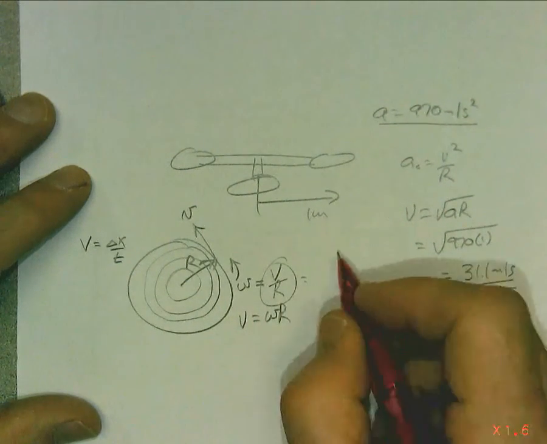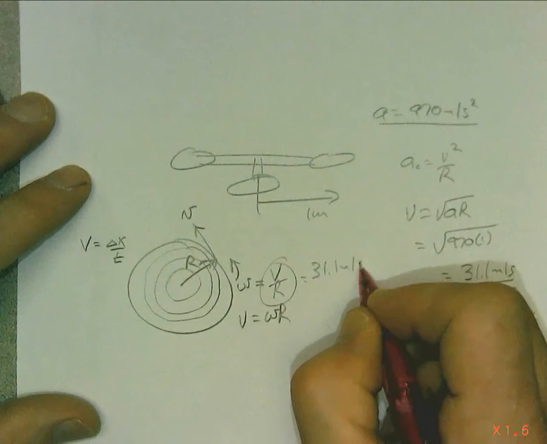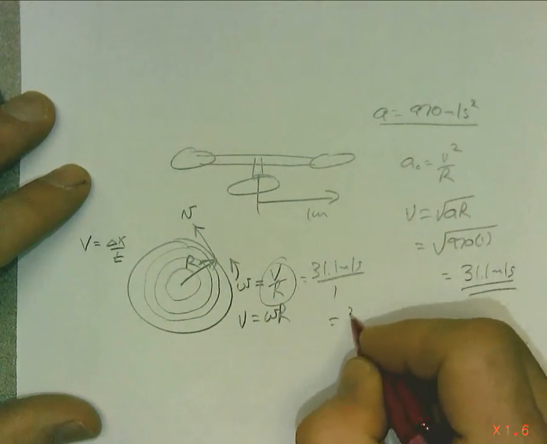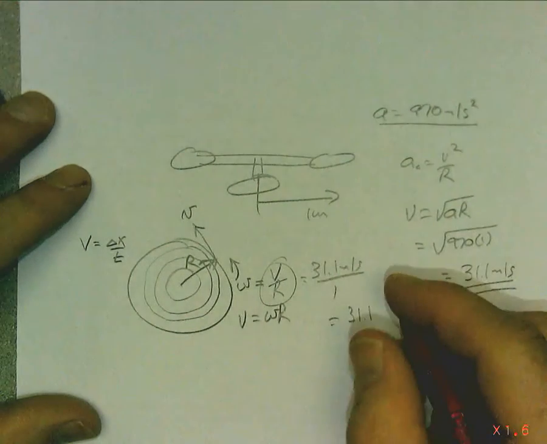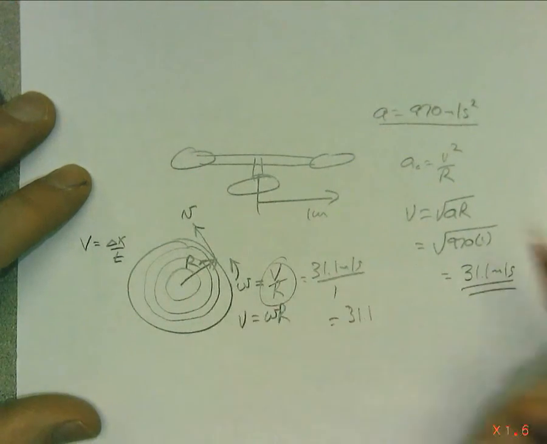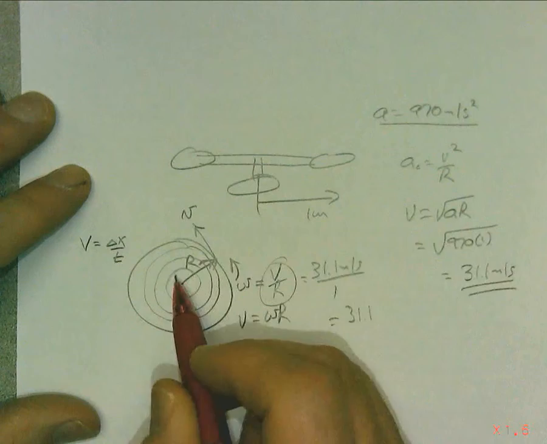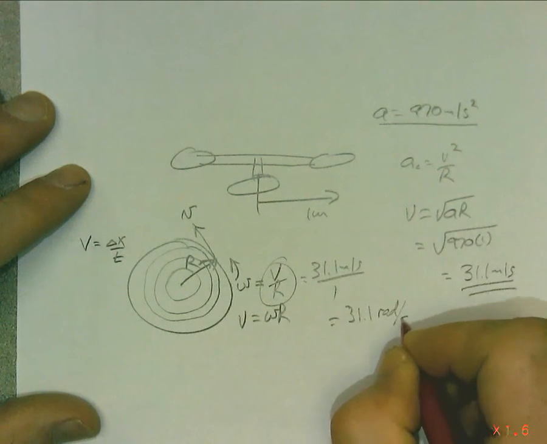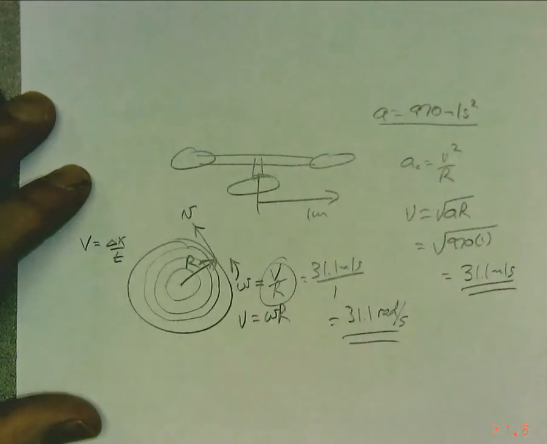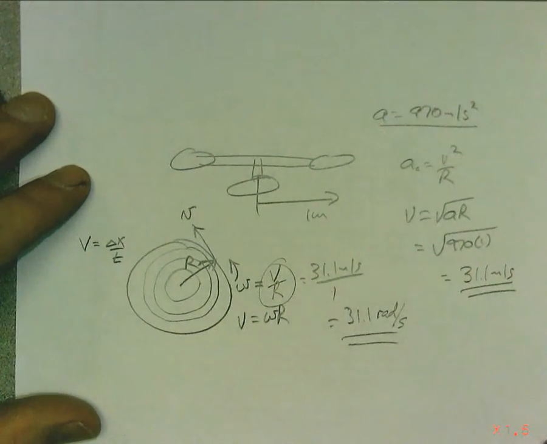So in this case, we had 31.1 meters per second. The radius was 1, so that's 31.1. Now, the unit is basically, it's the angular velocity, so it's the angle per second. So the standard unit is radians per second. So there's how to do problem number one on that WebAssign.